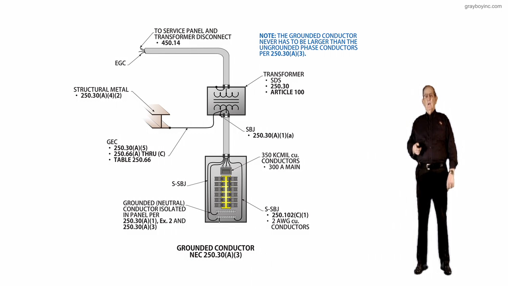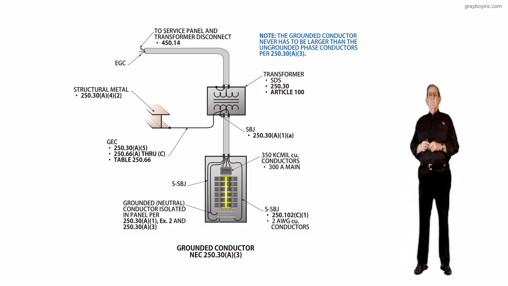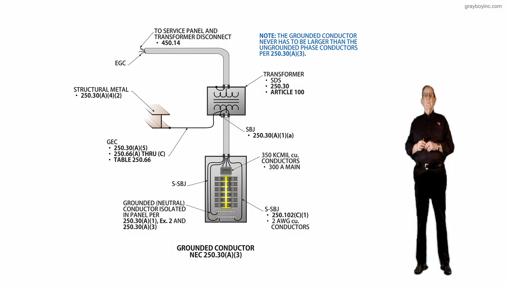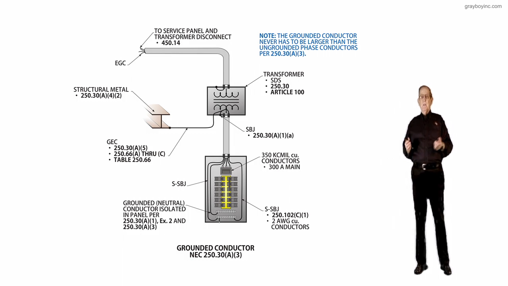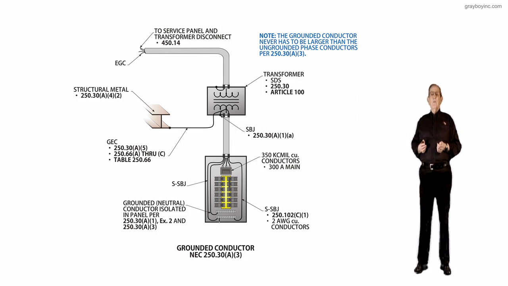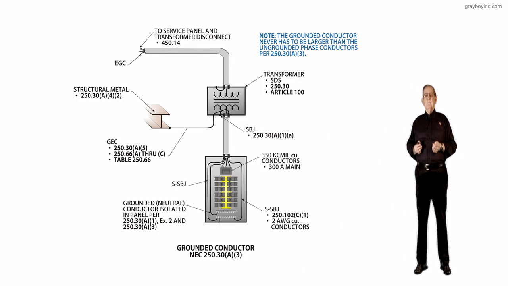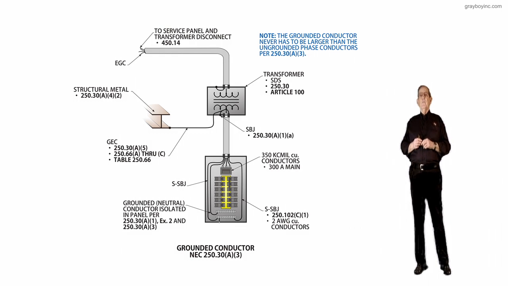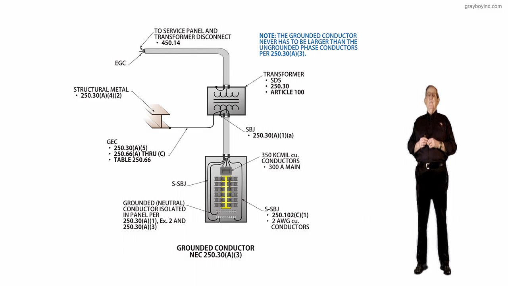Now, notice we also have in the illustration the supply side bonding jumper. And then right next below it, we have the grounded conductor isolated in the panel as outlined in 250.30(A)(1), exception 2, and 250.30(A)(3). Now notice all the rules for grounding, bonding, and installing a separately derived system are now in 250.30, so that the designer and installer only have to refer to 250.30 to get all the rules, and I think that's good.